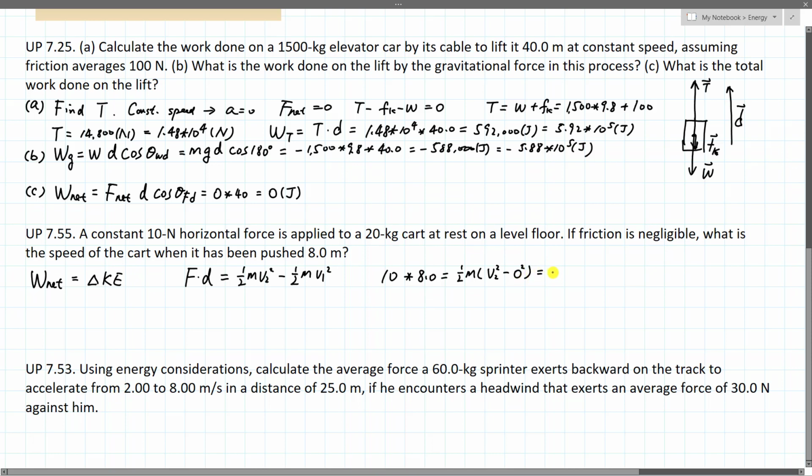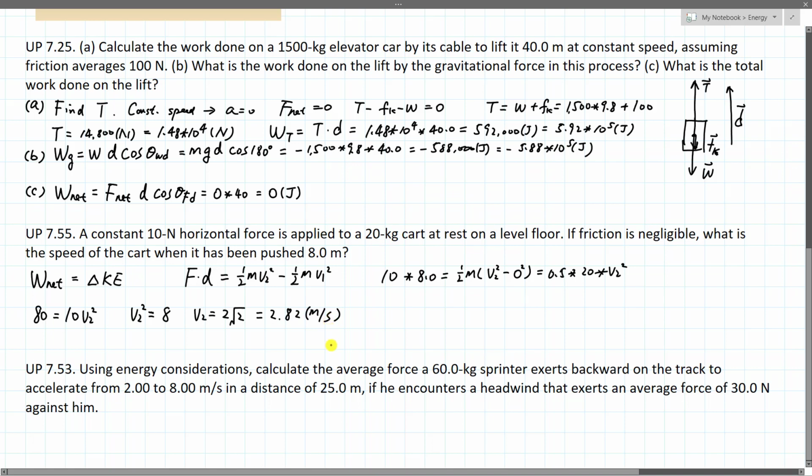So this is equal to 0.5 times the mass, which is 20, times v2 squared. Okay, so the left side is 80 and the right side is 10 times v2 squared. So 80 equals 10 v2 squared. So v2 squared is equal to 8, and v2 is equal to the square root of 8. So that's the square root of 2 times 4, so 2 root 2. If root 2 is 1.41, 2 root 2 is 2.82 meters per second.